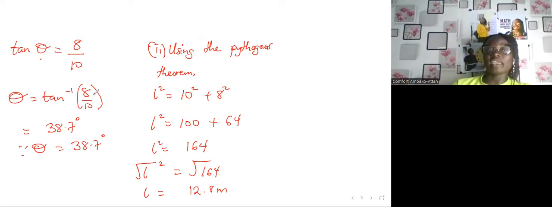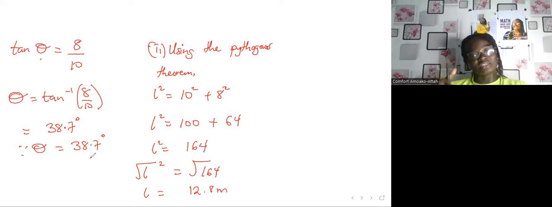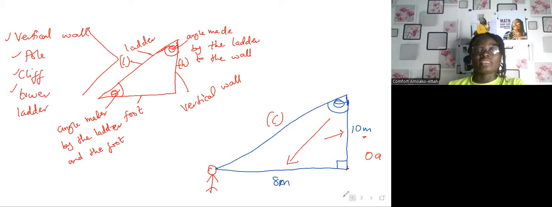So tan inverse of 8 over 10 will give us 38.7 degrees. Don't forget to add your units with the degrees to it, because this is an angle. Angles are measured in degrees. Then comes the second part of the question, and that is what?